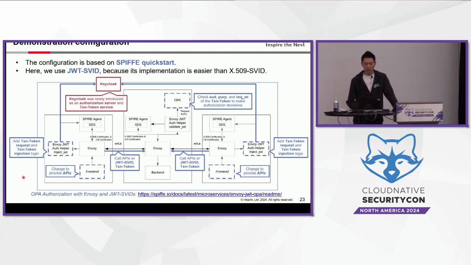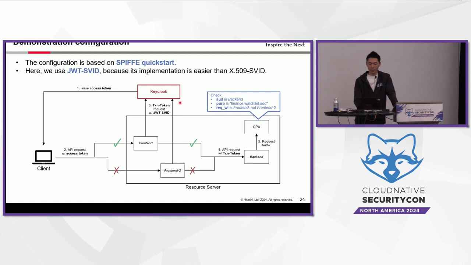To build a transaction token testing environment, I changed the quick start like this. First, I introduce Keycloak as an authorization server and a transaction token service. Then I change the front-end to provide APIs, not a web page. Also, I change Envoy JOT or OAuth helper to add a transaction token request to Keycloak and transaction token injection logic. Finally, I change OPA to check the audience, purpose, and requesting workload of the transaction token.